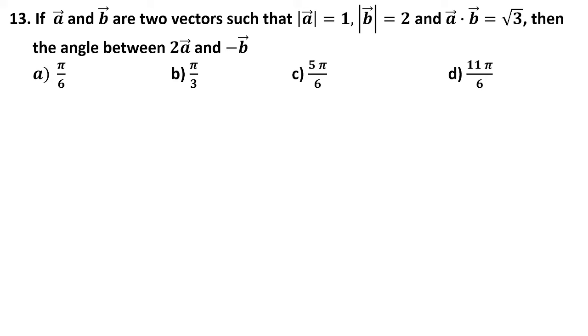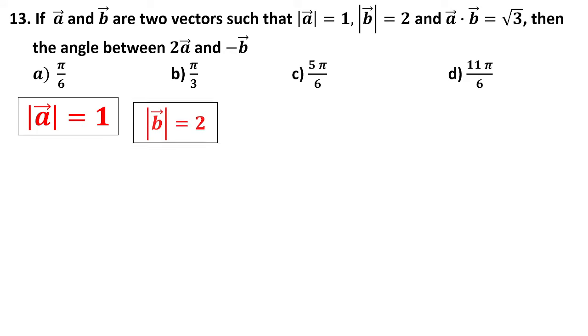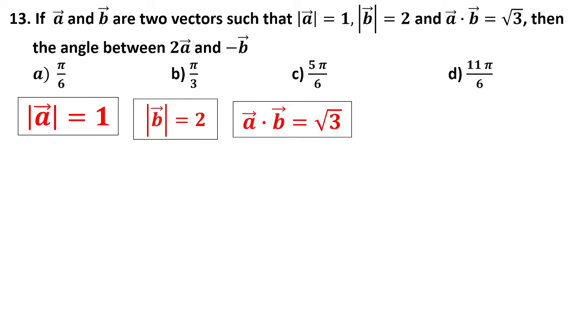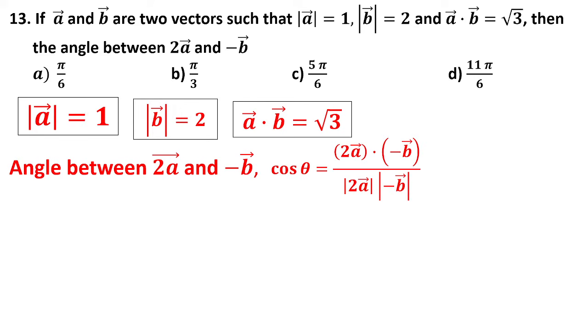Question number 13. You have been given the magnitude of vector A, the magnitude of vector B, and A dot B. Then you have to find not the angle between A and B, but the angle between 2A and minus B. I use the same formula. I am writing what is given to me. Now, what is the angle between them? The angle between two vectors is the first vector dot the second vector divided by the magnitude of the first into the magnitude of the second. I am just using the formula now.